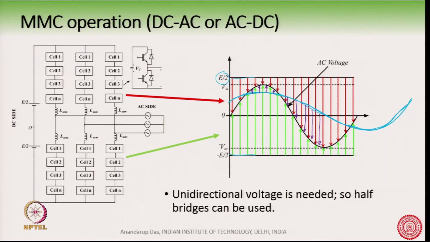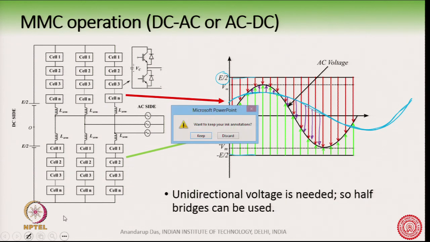Okay. So, these indicate that we need a bidirectional voltage capability from the arm. But it is possible to have a single phase AC from a 3 phase AC. That is what we were looking at here.